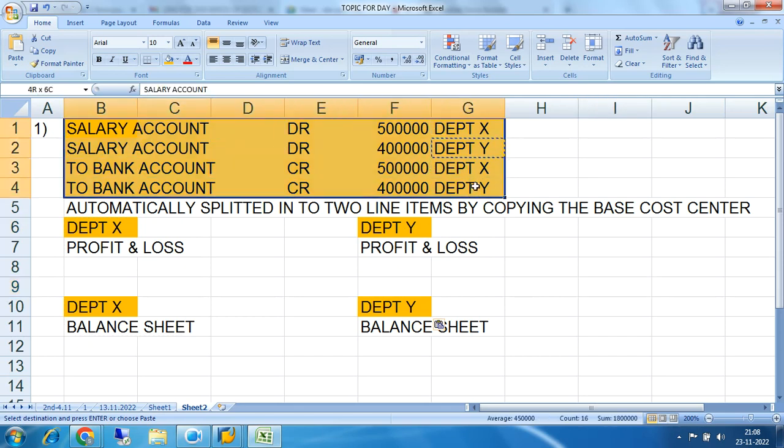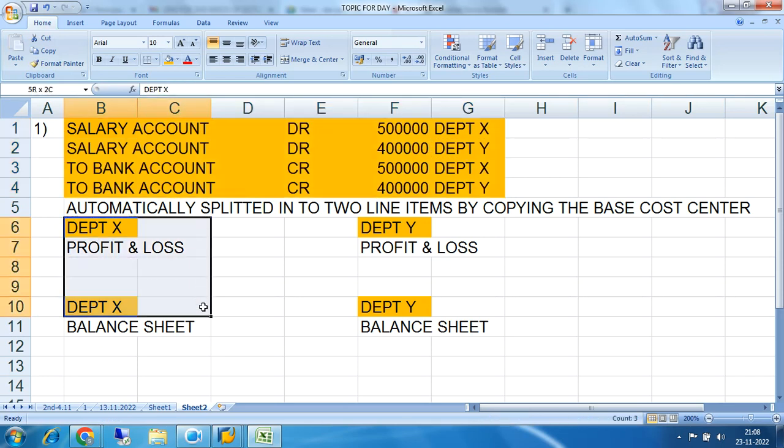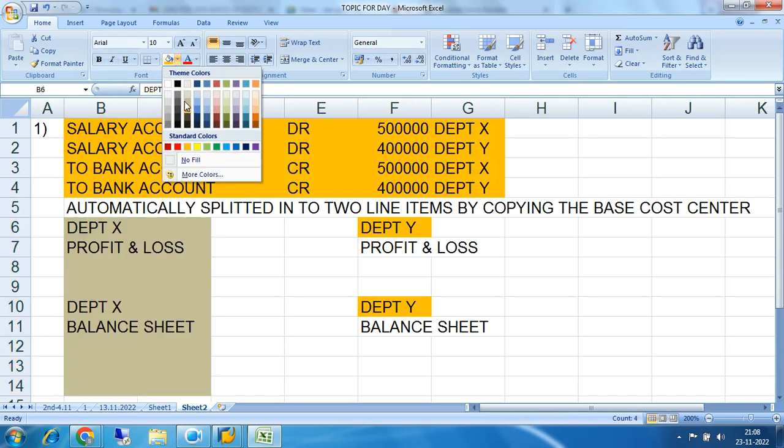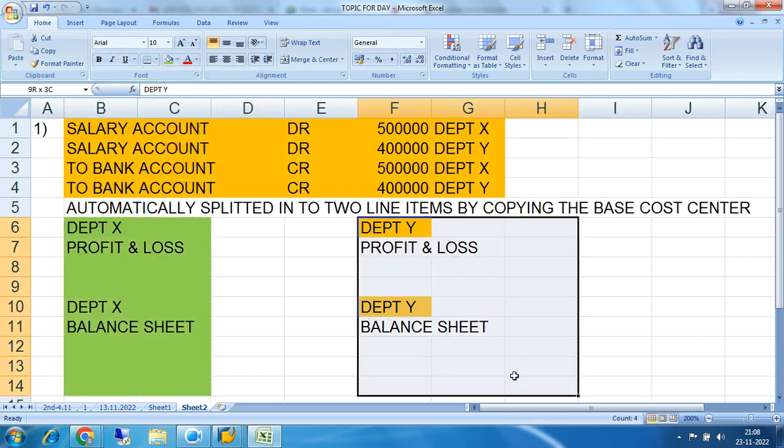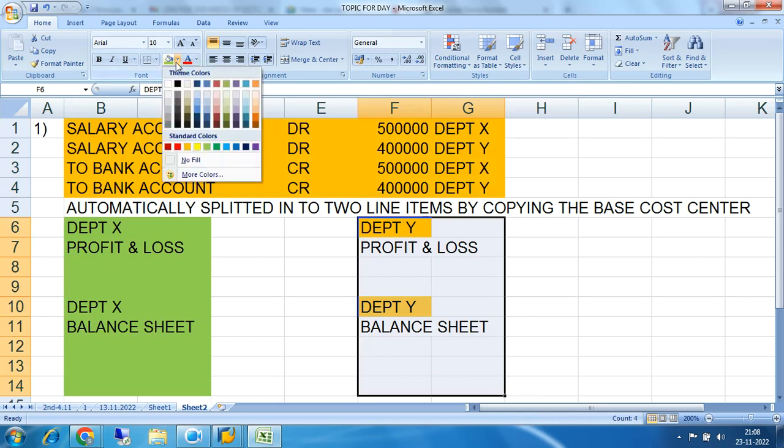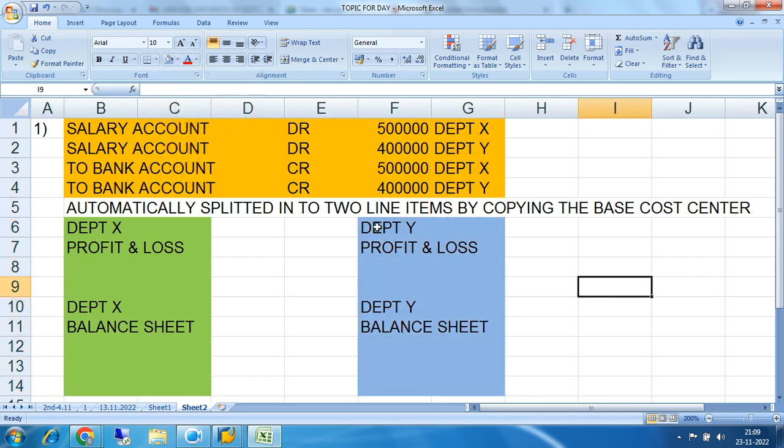If the document is not split, what happens? The department-wise or profit center-wise balance sheet and profit and loss account would not be possible, because this is one profit center, this is another profit center, right? These are different profit centers. Management wants to find out department X profit center profit and loss account, department X balance sheet, then again department Y profit and loss and department Y balance sheet. Please be very attentive, because these are very fundamental things I am discussing.